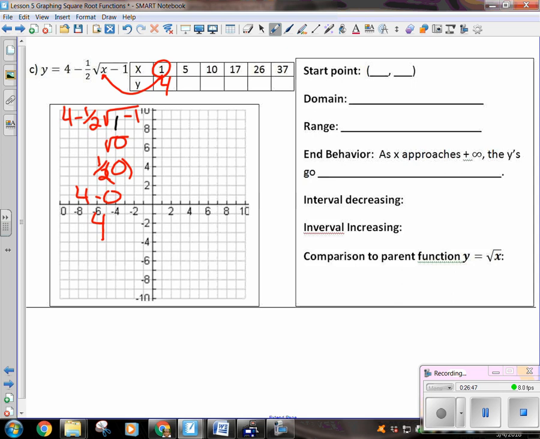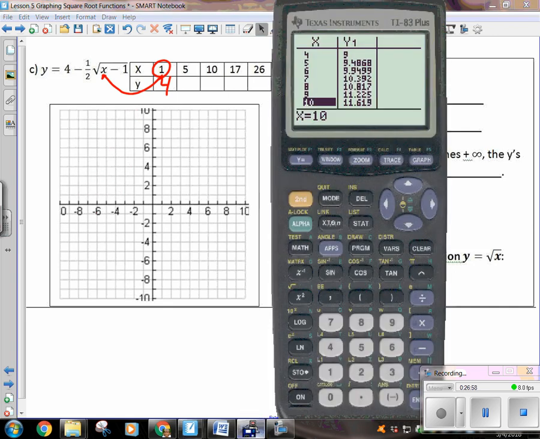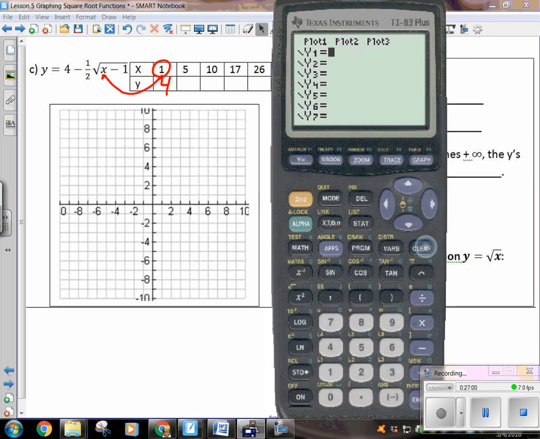I think 4 minus 0 is a 4. Is that right? That's a lot of work, isn't it? So if I want to fill in the other points in my table, what can I do to help me? Go to my y equals, and I'm going to type that in: 4 subtract 1/2, 1 divided by 2, square root x minus 1, and then I have to close my parentheses because I don't have the bar that continues.